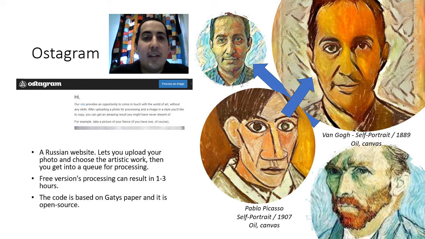Here you see an industrial application and its outputs. Ostagram is a Russian enterprise that utilizes the Gatys paper to produce artistic images. They have a free service, but in fact you need to get into a queue and it takes several hours to produce a simple image if you use the free service. It's very nice because these artists do not live now, but still we can have an idea about how it would be like if they paint us.